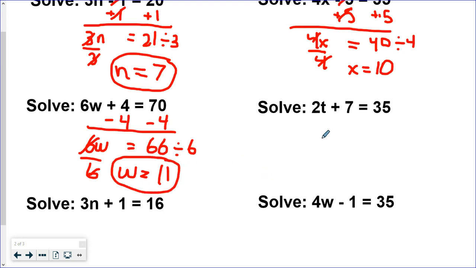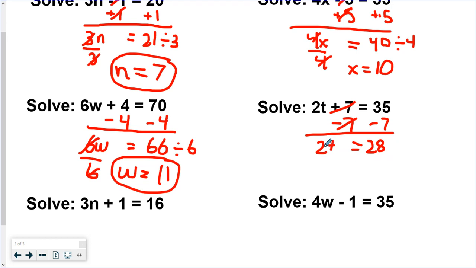A few more problems, and hopefully you got this kind of down now. We got 2 times t plus 7 equals 35. So I want to get rid of this addition and subtraction first. So I want to do the opposite. So the opposite of adding 7 would be to subtract 7 from both sides. And when I do that, I have 2t, and then plus 7 minus 7 equals 0. So those two kind of cancel each other out. Equals 35 minus 7 is 28.